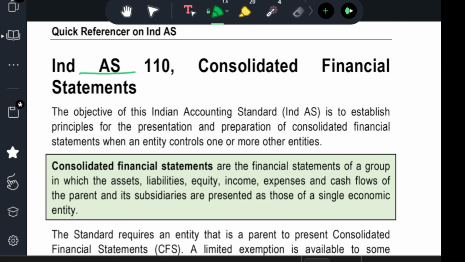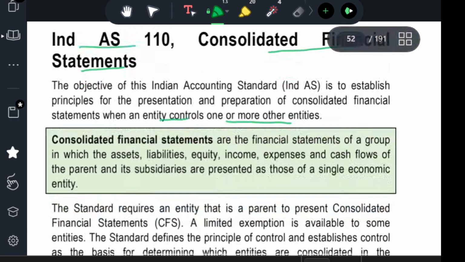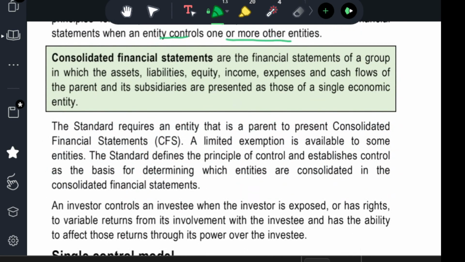Ind AS 110, Consolidated Financial Statements. The objective of the Indian accounting standard is to establish principles for the presentation and preparation of consolidated financial statements when entities control one or more entities. So when one or more entities are controlled by a single person, then what they need to give is one statement.